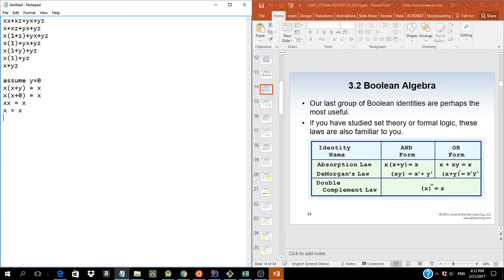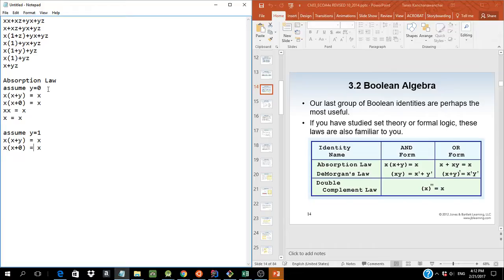Now I'll do the same thing and assume y equals 1. We talk about absorption law. So instead of 0, I'm going to say 1 now.